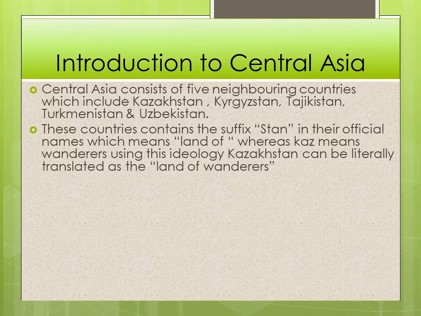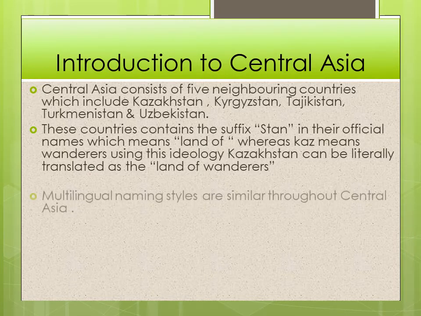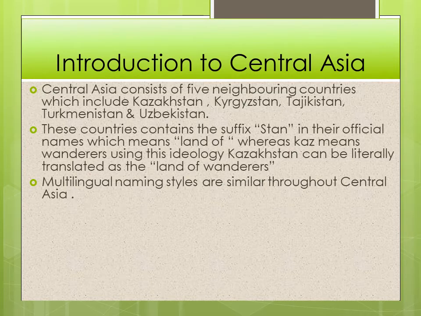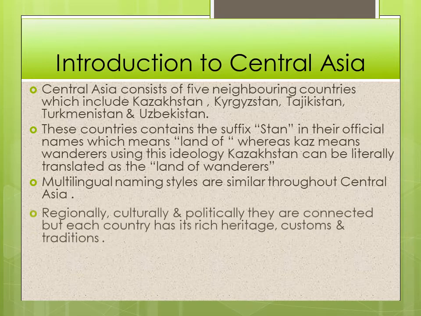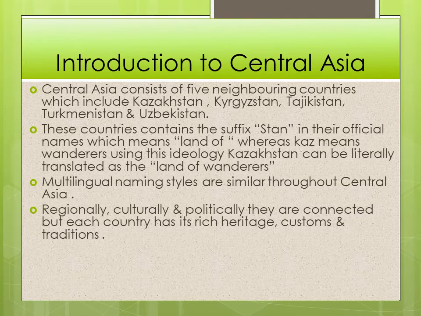So Kaz means wanderers who keep on wandering, who keep on moving from one place to another. So when you join these words together, Kaz and Stan, you get Kazakhstan. When we translate it, children, the literal meaning is the land of wanderers. Multilingual naming styles are common throughout Central Asia, children. When we say multilingual, that means many languages.